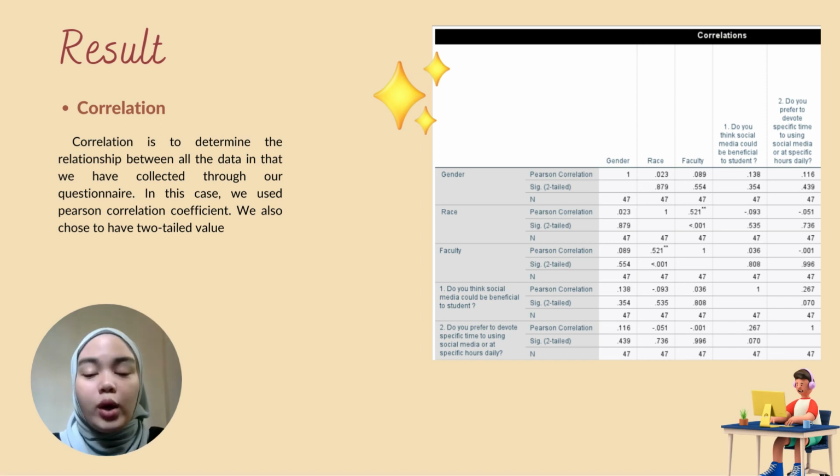Correlation is a part where we determine the relationship between all the data that we collected through our questionnaire. In this project, we used the Pearson correlation coefficient. We also chose to have a two-tailed value. Since the table is too long to be put in the slide, we only show the correlation table from gender to question number 2. The full table is attached in our report.